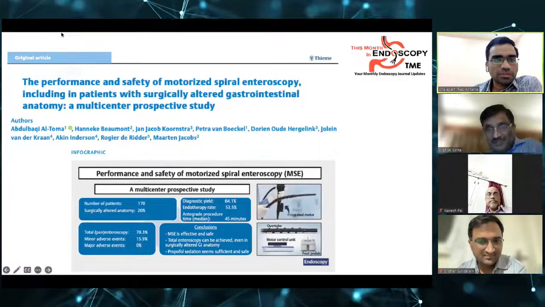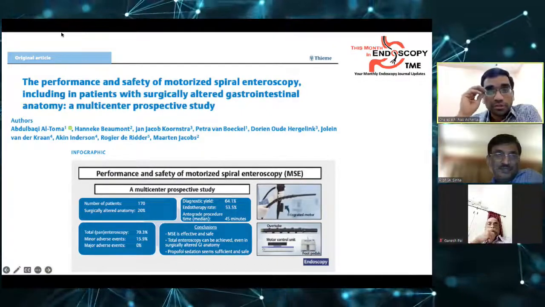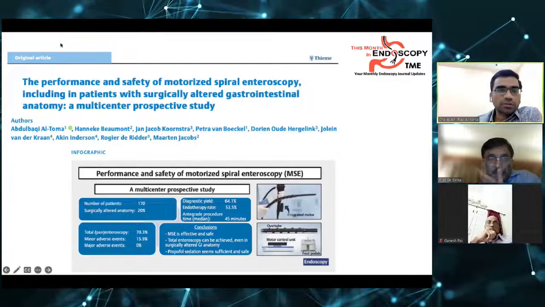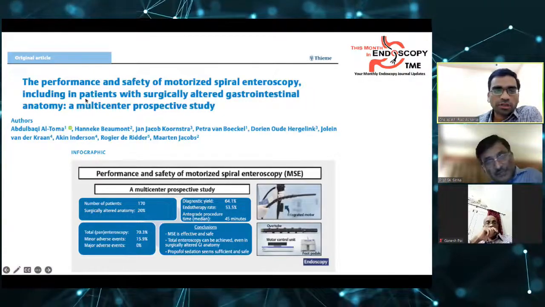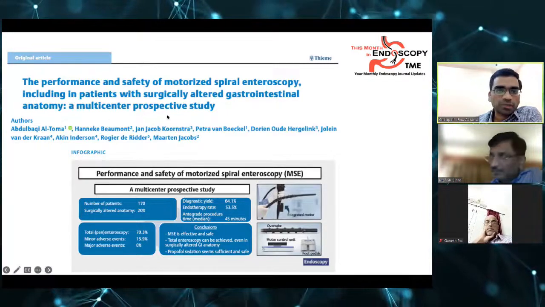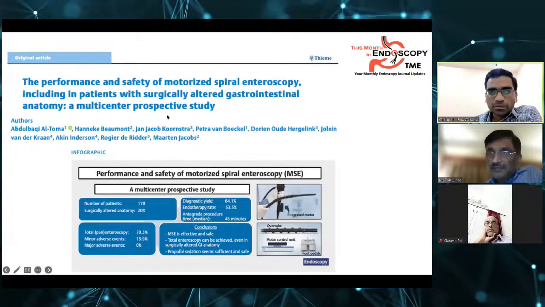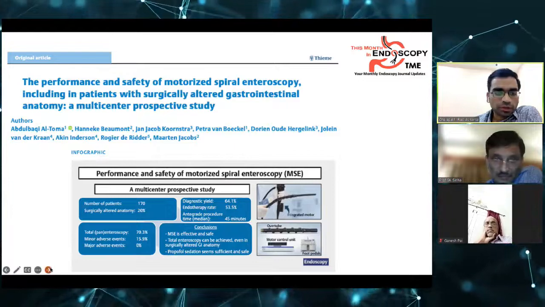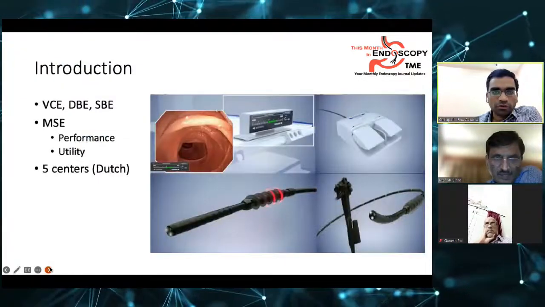So the third paper is on spiral enteroscopy. This is titled Performance and Safety of Motorized Spiral Enteroscopy, including in patients with surgically altered GI anatomy, a multicenter prospective study. This is published this month in the Endoscopy journal, November 2022.